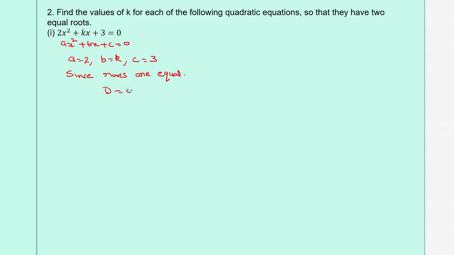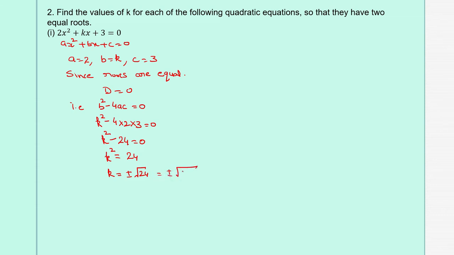When the discriminant is equal to 0, that is b square minus 4ac is 0. Substituting the values, k square minus 4 into 2 into 3 is equal to 0. K square minus 24 is equal to 0. From here, k square is 24. K is equal to plus minus root 24. Now, we can write 24 as its prime factors. 2 2s are 4, 4 2s are 8, 8 3s are 24.